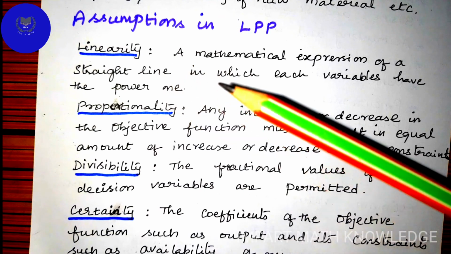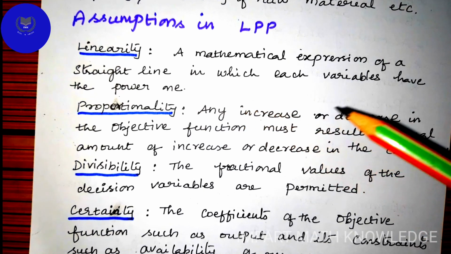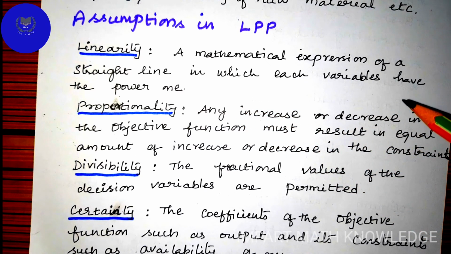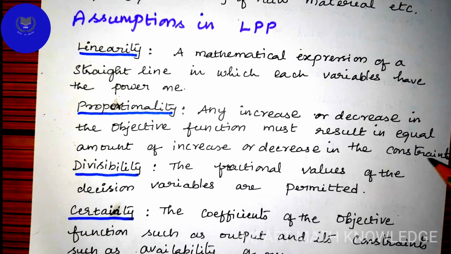The first one is linearity. Linearity is a mathematical expression of a straight line in which each variable has the power 1. In the linear programming problem, we use some variables. The power of the variable is always 1. So the problem satisfies the linearity condition. And the second one is proportionality. Any decrease or increase in the objective function must result in a corresponding increase or decrease in the constraints. This means the objective function and the constraints are always related.